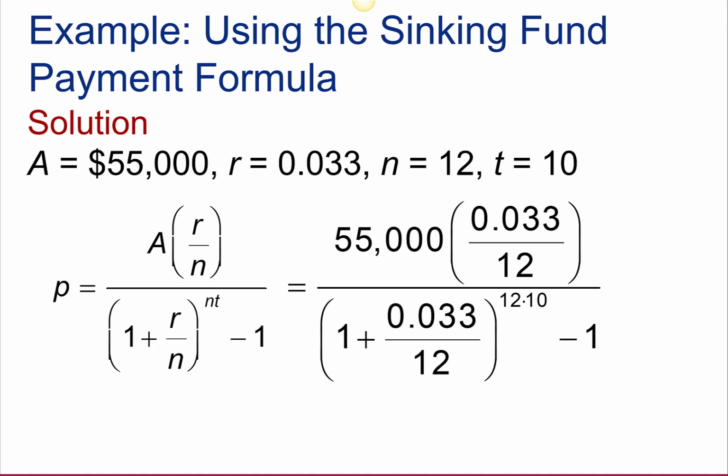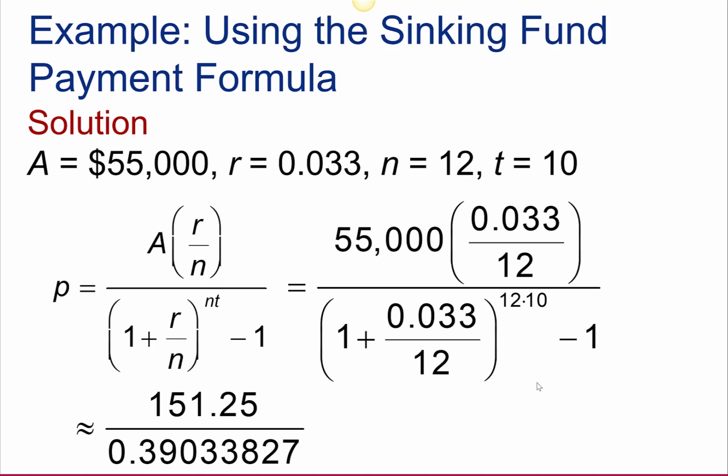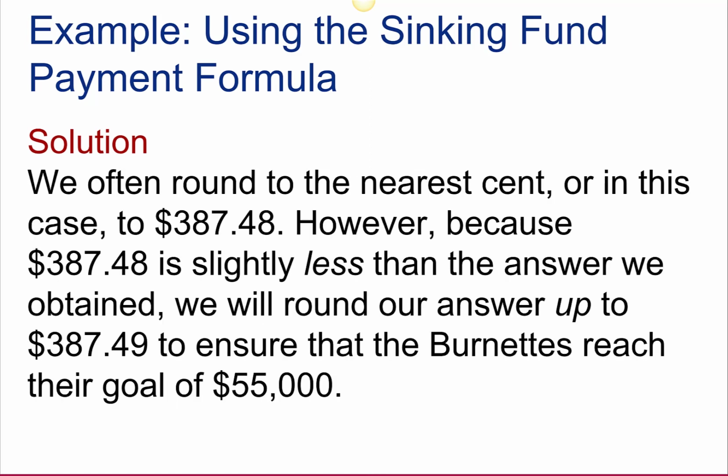Now, in this case, I would simplify the numerator first, and then I would work on the denominator. So in the numerator, I've got 0.033, divide that by 12, multiplied by 55,000. In the denominator, I'm also going to take 0.033, divide by 12, add 1, and I can also simplify the exponent to be 120. And then if I take that value, raise it to the 120th power, subtract 1, I've skipped a couple steps on this slide, but I come up with 0.39033827, divide that into the numerator, and we come up with a payment of $387,484.42.